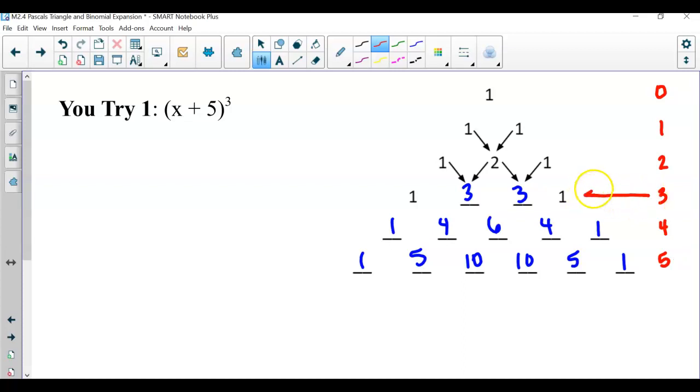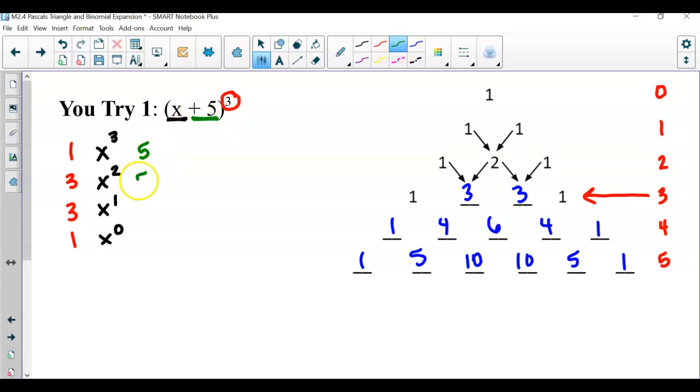The third row, good. Why? Because this is being raised to the third power, our binomial. So let's use those coefficients. So 1, 3, 3, 1. Now list the term. So the term here, we start off with x. So I'm going to list my x, but remember, right, they're all being raised to that third power here. So we're going to start at the third power and count down. 3, 2, 1, 0. So then the second term of the binomial is positive 5.